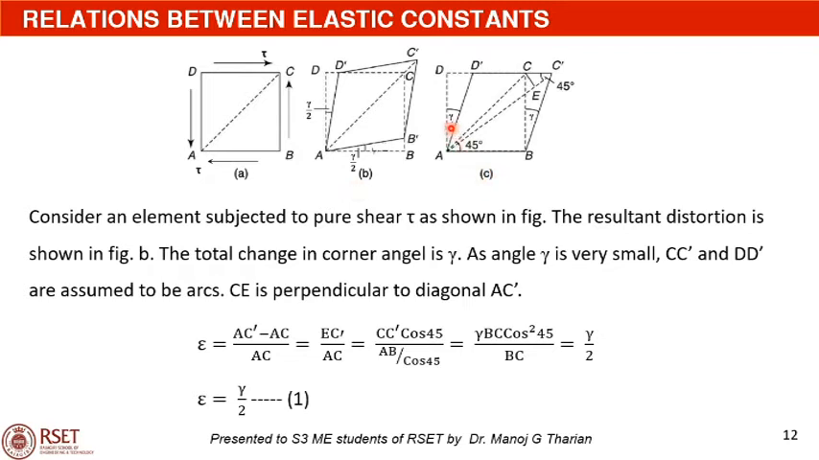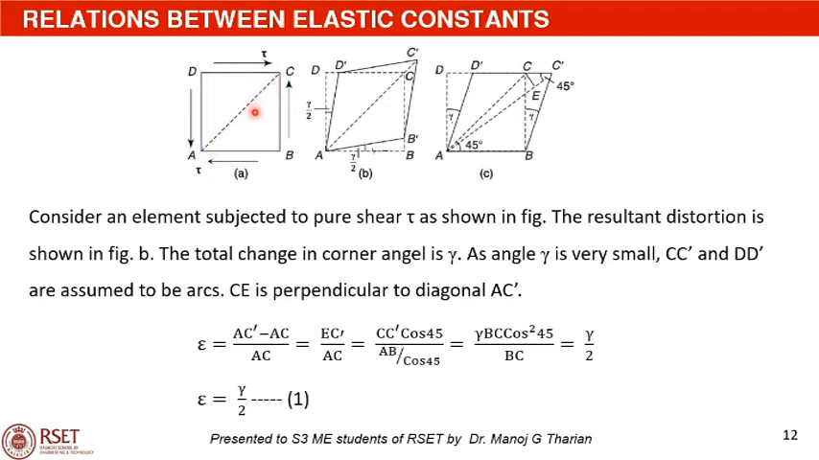The total change in the corner angle is denoted by gamma, which is the shear strain. As angle gamma is very small, the lengths CC' and DD' can be assumed to be arcs. Here, CE is perpendicular to AC'. Consider the linear strain along AC during the distortion.